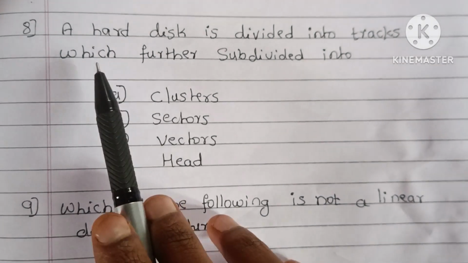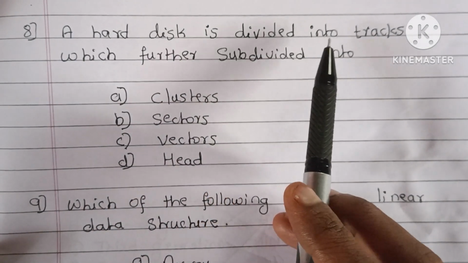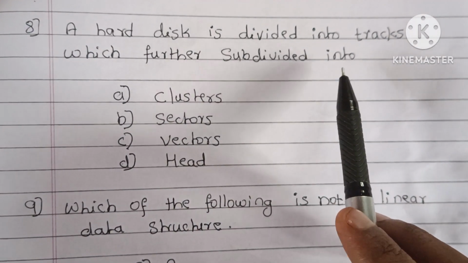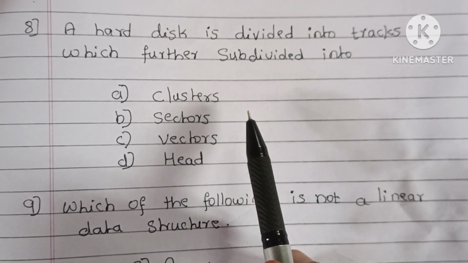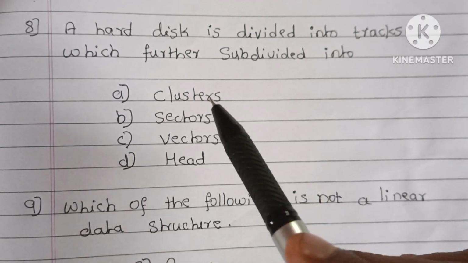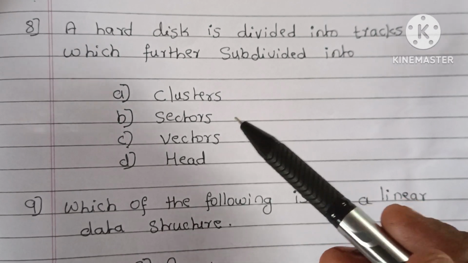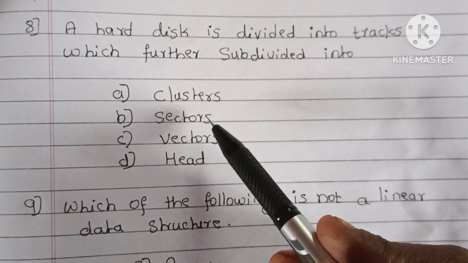Next, come to the 8th question. A hard disk is divided into tracks which are further subdivided into: clusters, sectors, vectors, head. A hard disk is divided into tracks which are further divided into sectors.